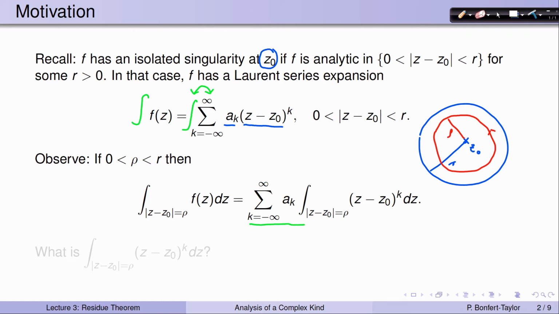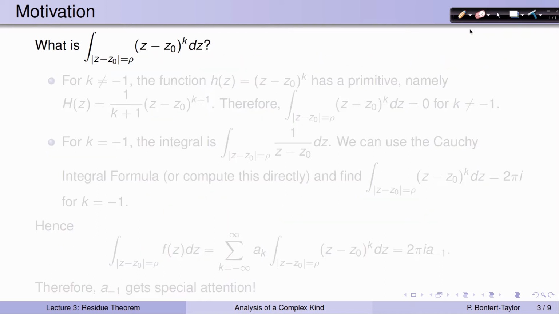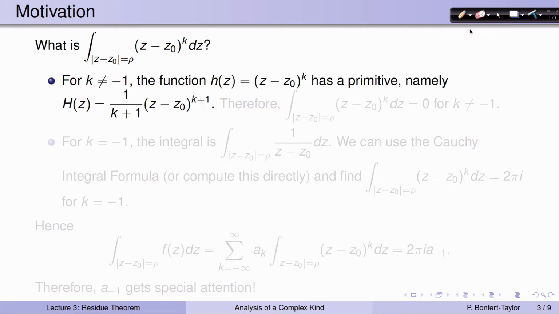That makes it quite easy to evaluate the integral over f dz, because now all we have to do is find all these individual integrals that have nothing to do with f itself. We simply have to find out what is the integral over (z minus c0) to the k over the circle of radius rho centered at c0. We distinguish two cases, namely the case where k is not equal to -1 and the case where k is equal to -1.